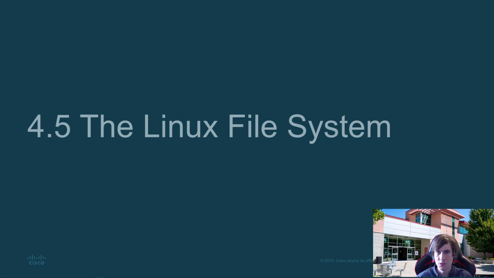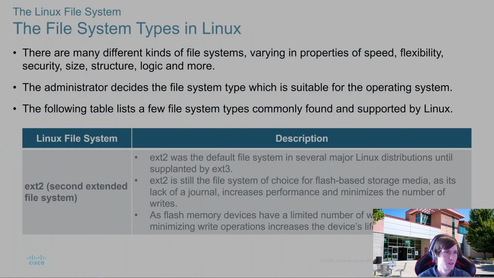We're over halfway through the Linux overview, so hang in there. We're getting through it. So, the file system types in Linux. There are many different kinds of file systems varying in properties, speed, flexibility, security, size, structure, logic, and more.